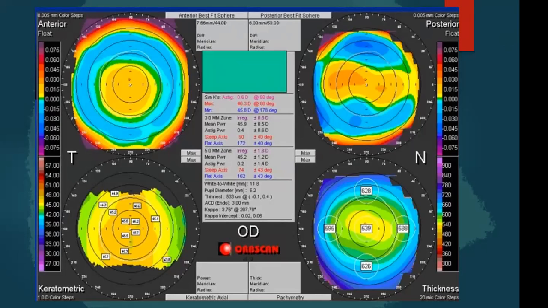And the pachymetry is also written over here as 533 microns. So with this minimal information, would you go ahead with the surgery? Anyone, even yes or no is fine. So we can go ahead. So Juhi says yes.